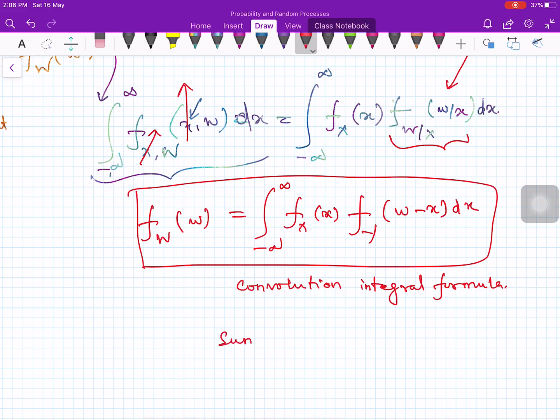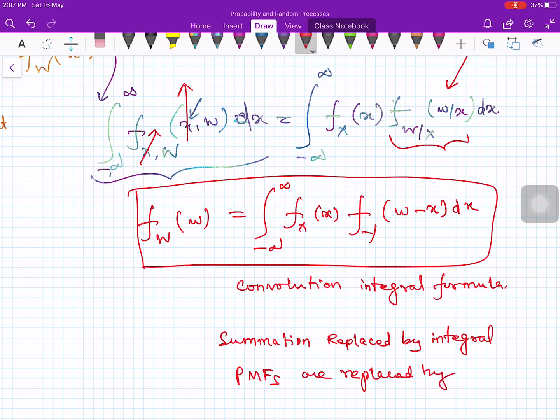Therefore summation is replaced by integral and PMFs are replaced by PDFs. That's it, no other difference. So it is more or less analogous. Whenever you have a summation of independent random variables, then you take the convolution of those two random variables in order to obtain the distribution of the new random variable, a function of those two random variables.